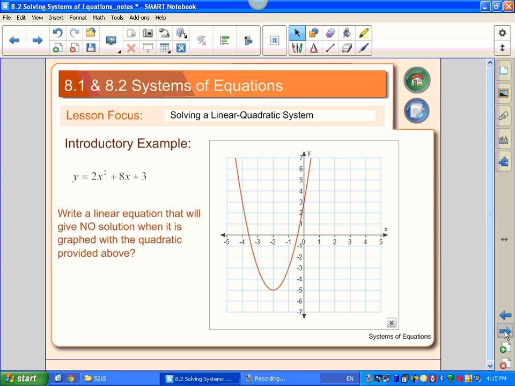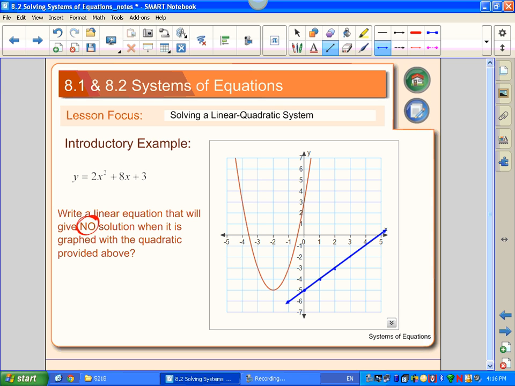Let's move on. Let's try another question. This one is the same parabola. Now we want you to write a linear equation that will give no solution when it is graphed. Can you come up with one? Well, I just quickly came up with this one, and I said, okay, I could easily just have this line. This line, if it extends, is never going to meet the parabola.